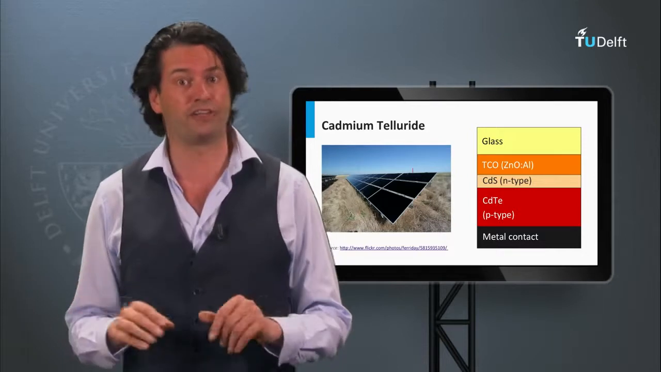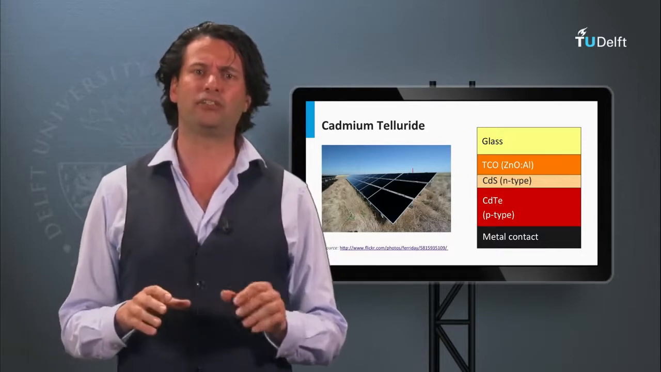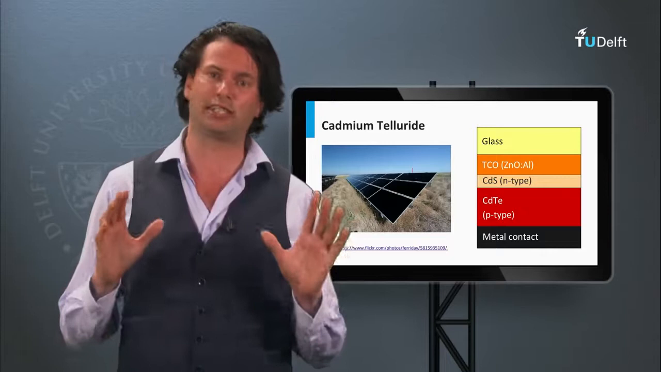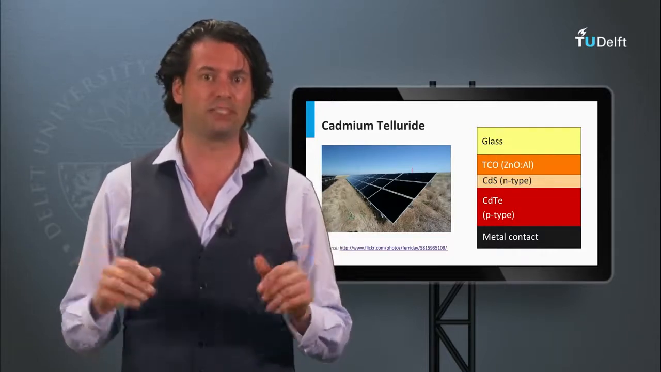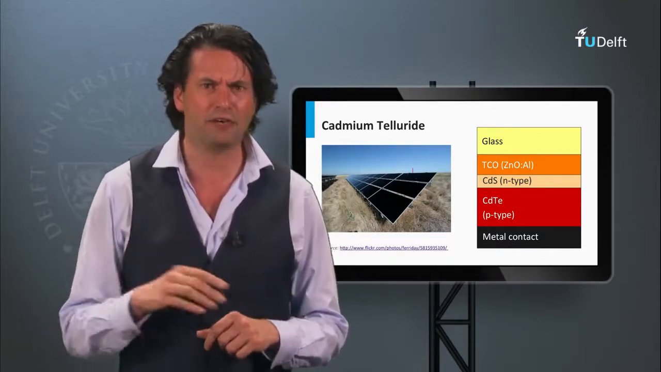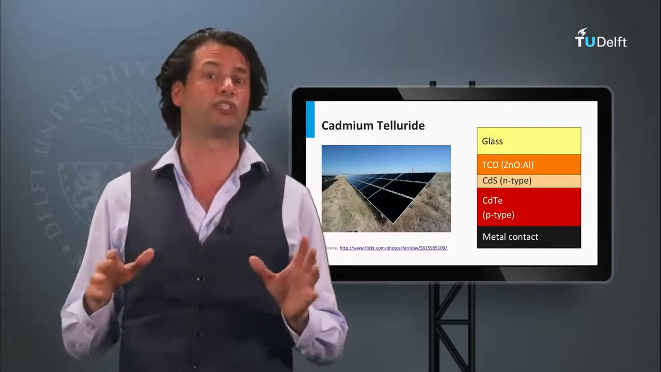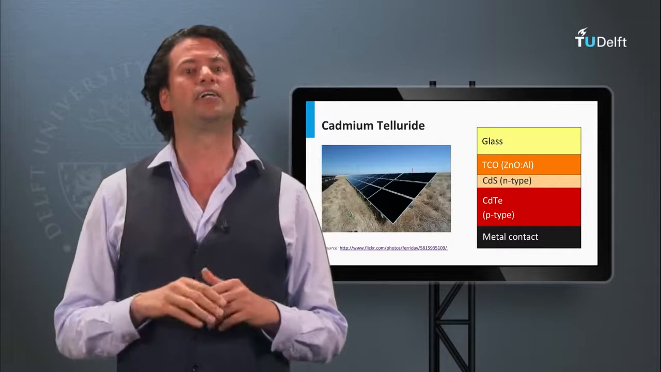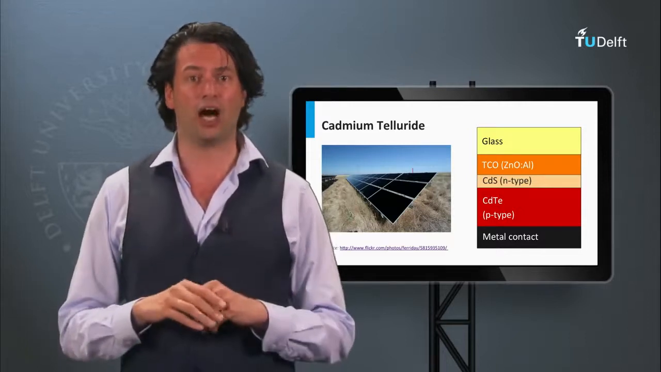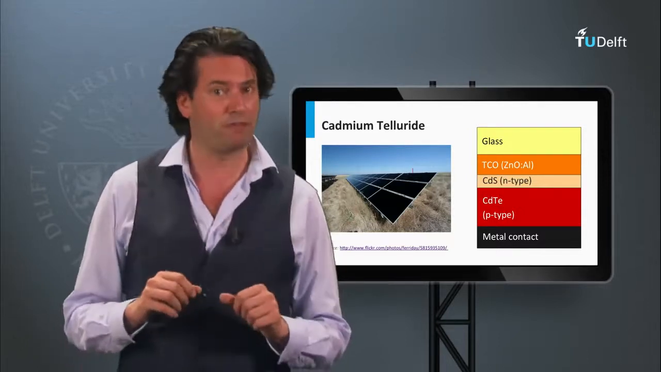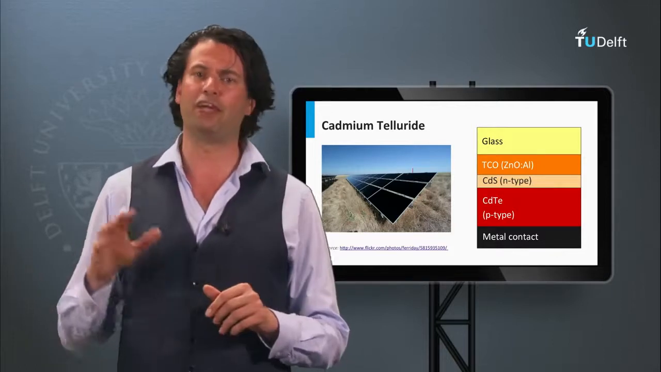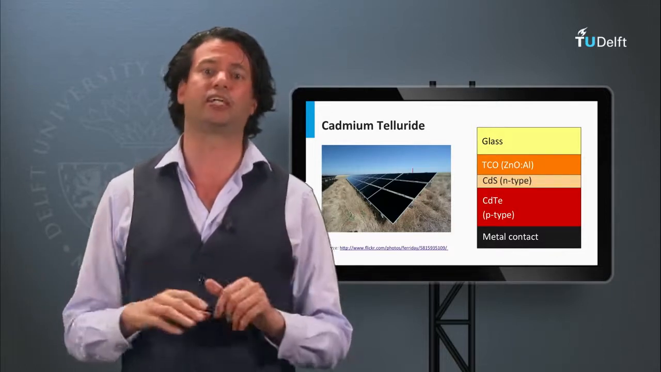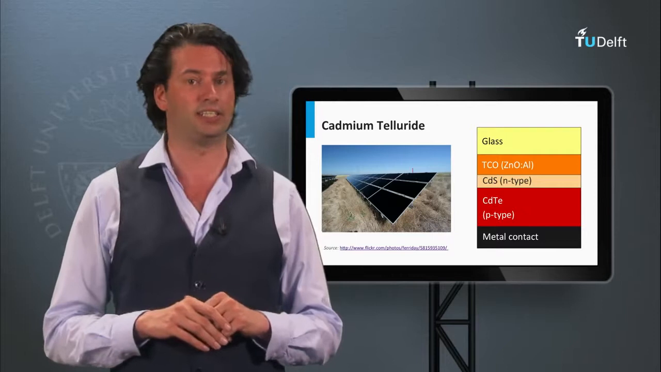An alternative thin film PV technology is based on a II-VI semiconductor, cadmium telluride. Cadmium telluride PV technology belongs to the so-called second generation technology as well. The cadmium telluride has currently the largest market among the thin film PV technologies. In week 5, we will discuss this technology in great detail.